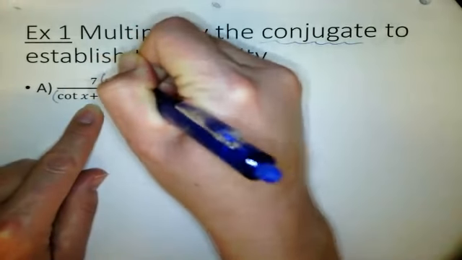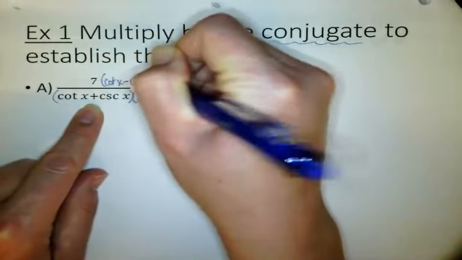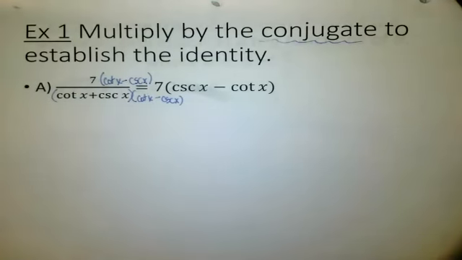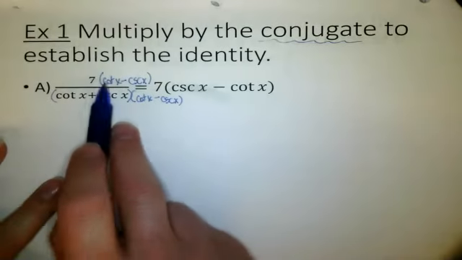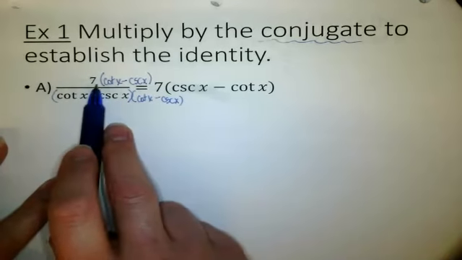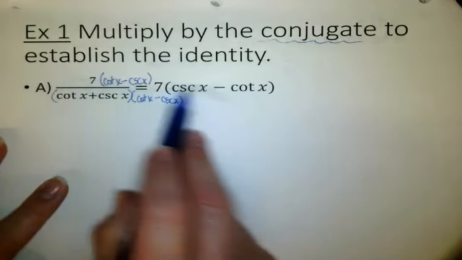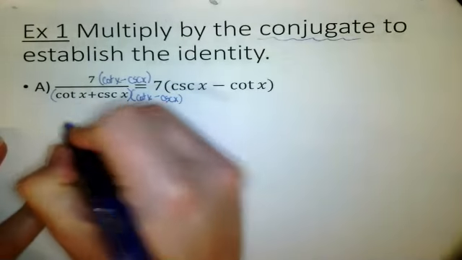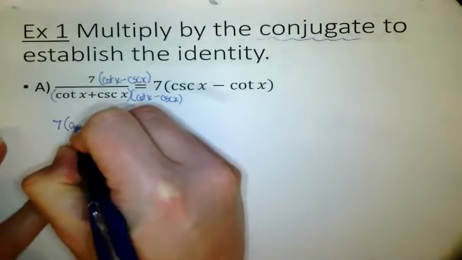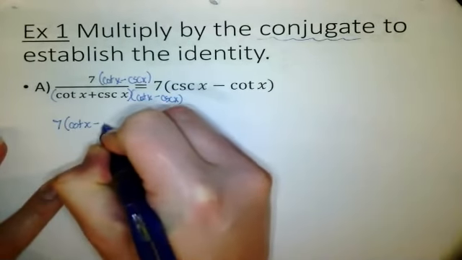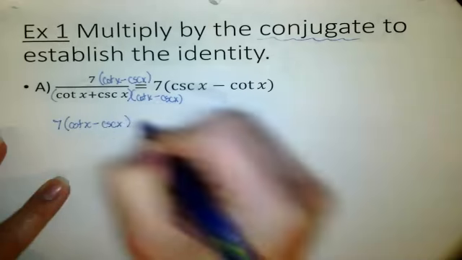I'm just smushing it in there. Cotangent of x minus cosecant of x. I'm going to multiply on top and bottom. Again, we're multiplying by the same thing on top and bottom. It's like multiplying by 2 over 2 or 12 over 12. It's the same as multiplying by 1. So you'll notice my numerator looks fairly close to what we have there. I'm going to leave it 7 times cotangent of x minus cosecant of x.